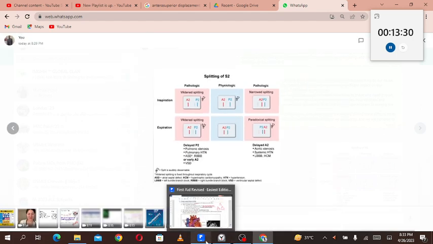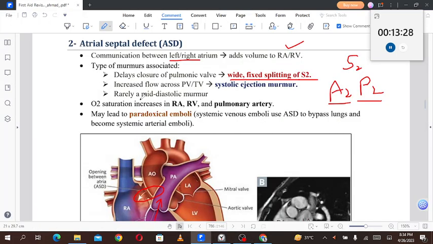So let's come back to our PDF over here. There will be wide fixed splitting of S2, increased flow across the pulmonary valve and the tricuspid valve. Systolic ejection murmur will be heard, and rarely a mid-diastolic murmur can also be felt. That's a rare finding, but most of the time you find a wide and fixed splitting with the ASD.